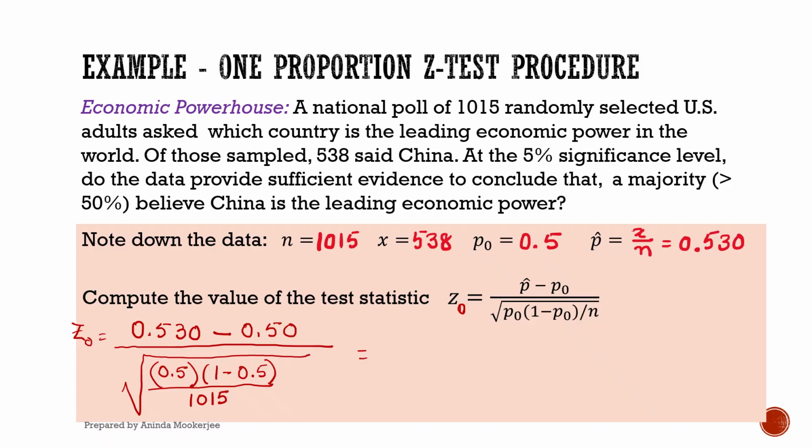So 0.530 minus 0.50 is 0.03 in the numerator, and when we do this calculation of the denominator, we come up with a value of 0.015. So 0.03 divided by 0.015, and then do the division, which is going to be 1.911. All right, so that is the test statistic value.